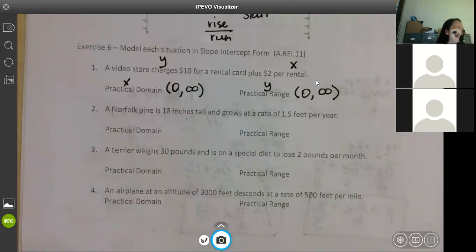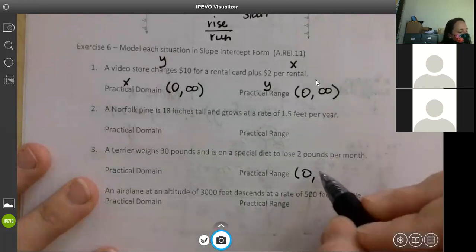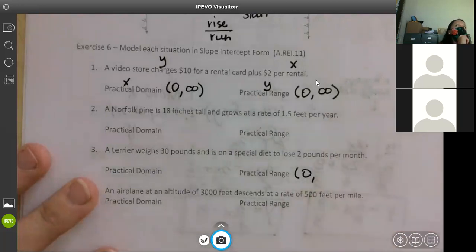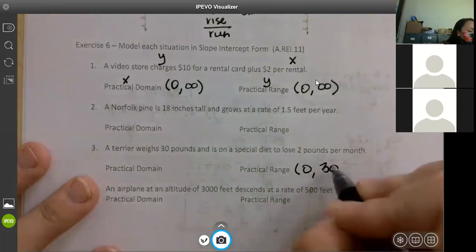What's the least amount the dog can weigh? Probably going to weigh more than that, right? If it weighs 0, it's probably dead, right? Okay, but we're going to say 0. What's the most it can weigh? Look at it. 30. He already weighs 30, and he's going to lose it.